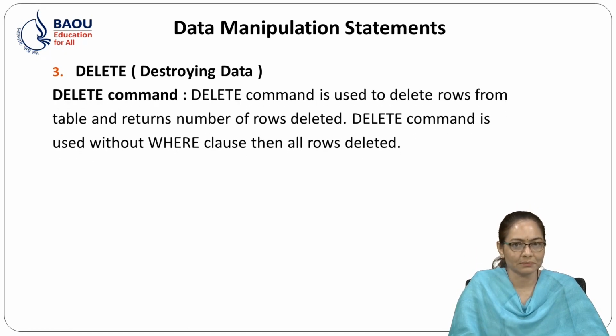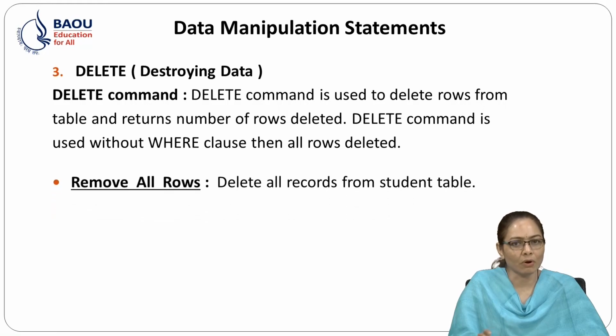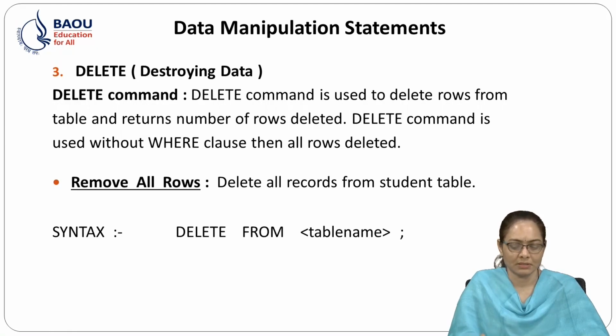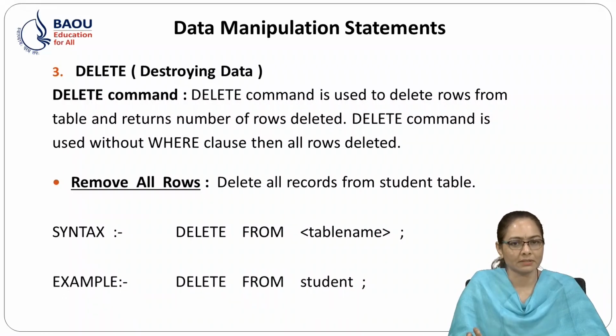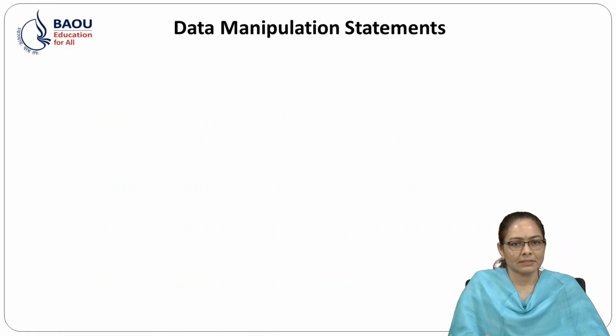For example, to remove all the rows, delete all the rows from the student table. The syntax is delete from table name, then semicolon. So, delete from student, where the table name is student. This command is used to delete all the records from the student table because we did not include the where condition. So, it deletes all the records from the student table.